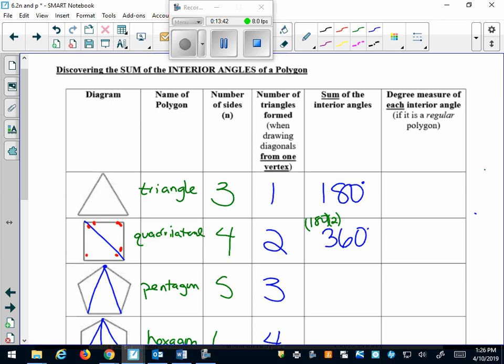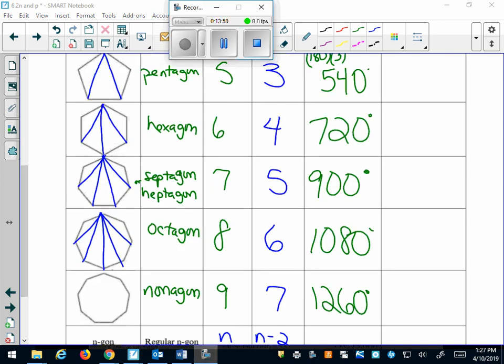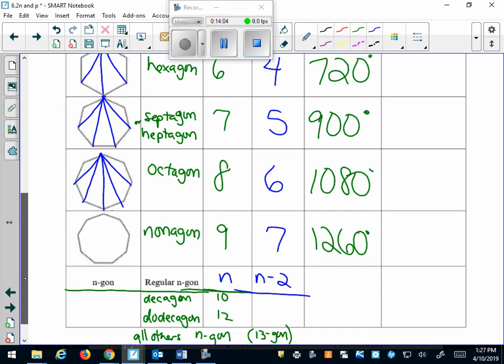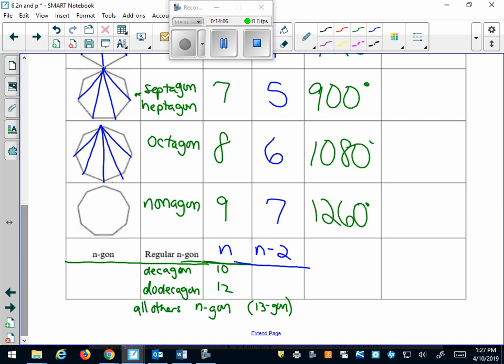Right? Okay, so if we get to a pentagon, we're going to do 180 times what? 3, because there's 3 triangles. And what does that come out to? Okay, finish that column. So there's the rest of the sums for this chart here, but how could we fill in a formula basically using n for getting the sum of the interior angles of a polygon?